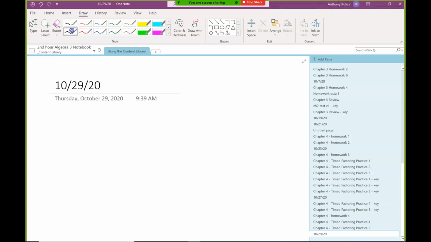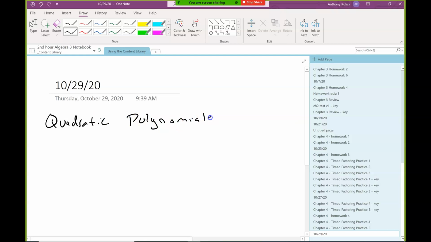Okay. So, we've been talking about quadratics, right? And I'm going to do a little bit of recap because it's been a little while since we've actually been in here doing notes. We've been practicing factoring for a little while now.